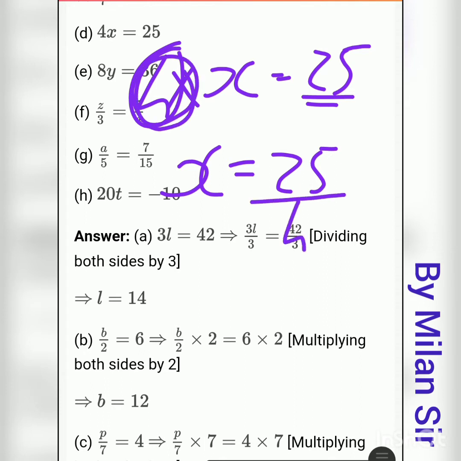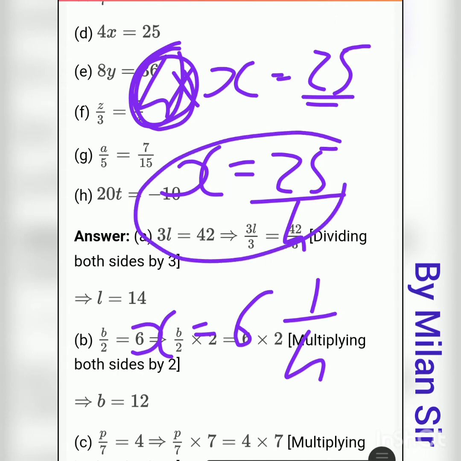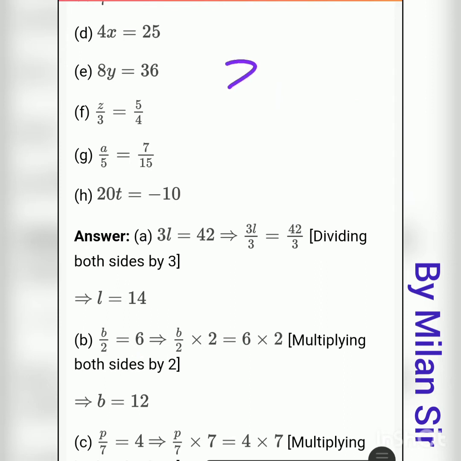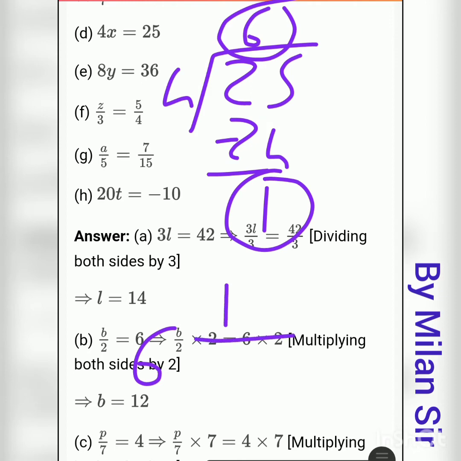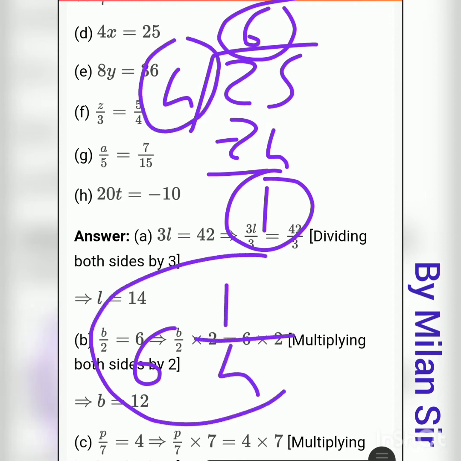Now we cannot divide 25 by 4 exactly, but we can write it as a mixed fraction, right? 4 6s are 24 and 1 remainder, so 6 integer 1 by 4. Okay, here our answer is x is equal to 25 by 4. So 25 by 4, 4 6s are 24 and 1 remainder. So how can we write it? First of all we need to write this 6, then we need to write this remainder 1 and denominator 4. So 6 integer 1 by 4.